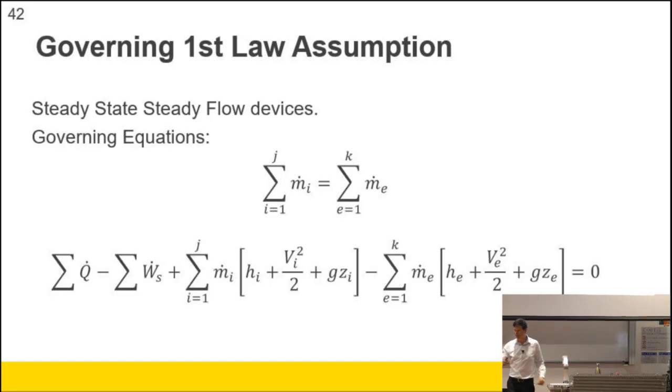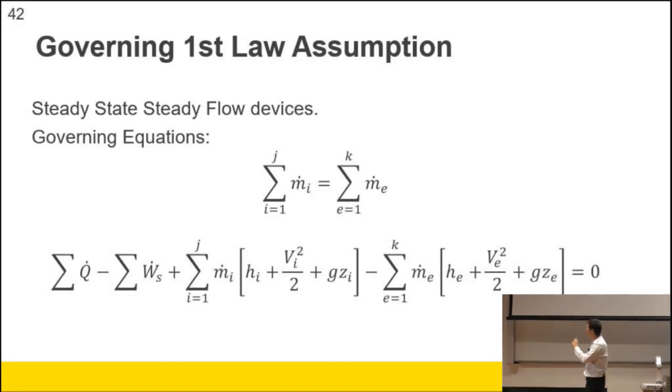I'll show you what the system looked like afterwards, how we stopped the boiling. But that's what we're talking about. So we're talking about restrictors to flow. So mass in equals mass out. And this is our governing first law, steady state, steady flow system.